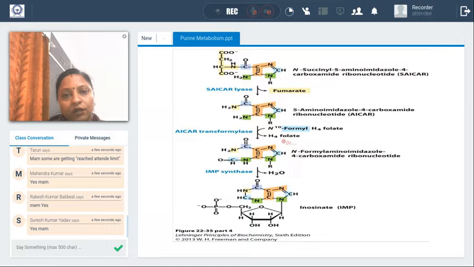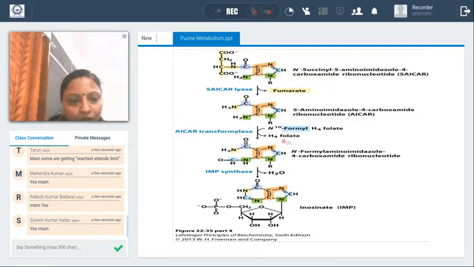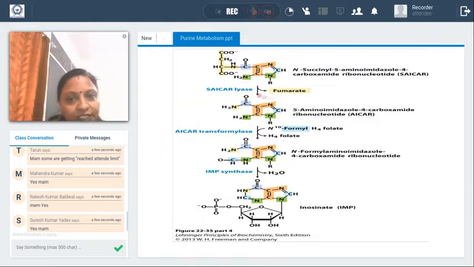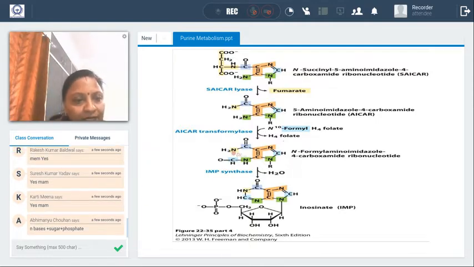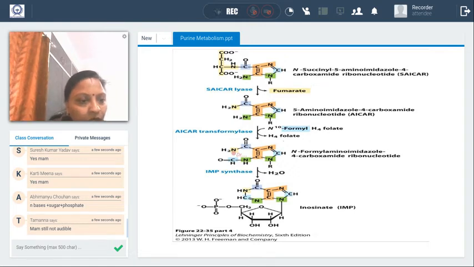Then we talk about nucleotide. What is a nucleotide? Please write. A nucleotide is made up of nucleoside plus phosphate. Yes, good.